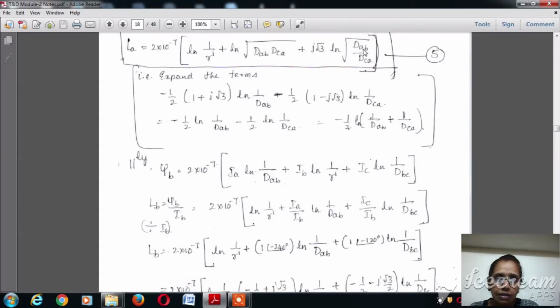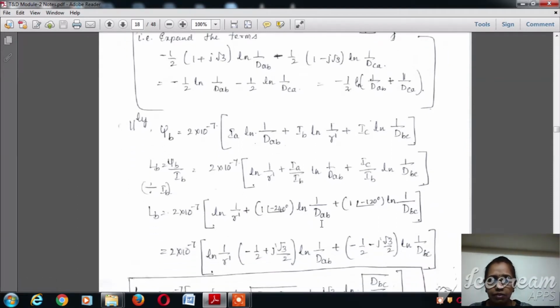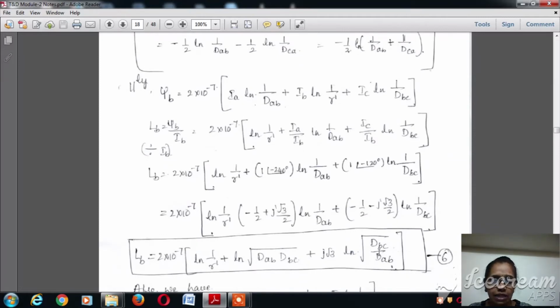Whichever conductor we are going to consider, that one will appear in the numerator. This is the key for the students. So LA corresponds to DAB as the first term, whereas LB in the expression has DBC as the first term that we are going to have.